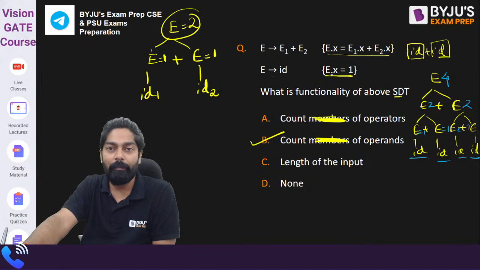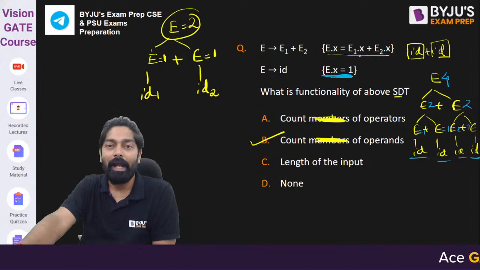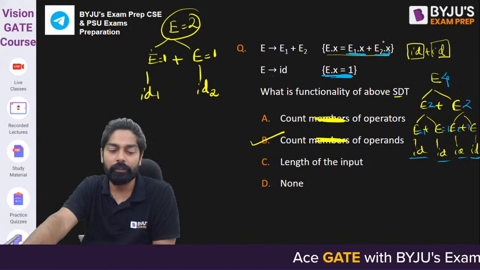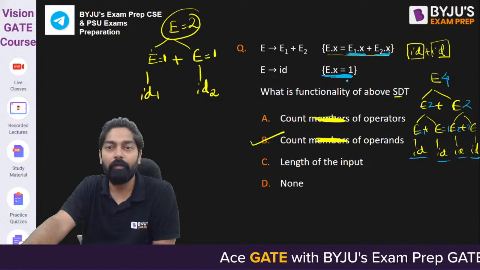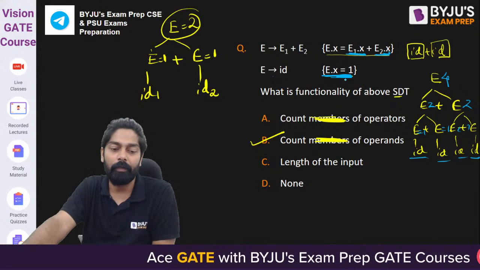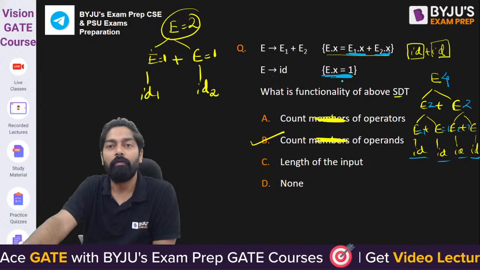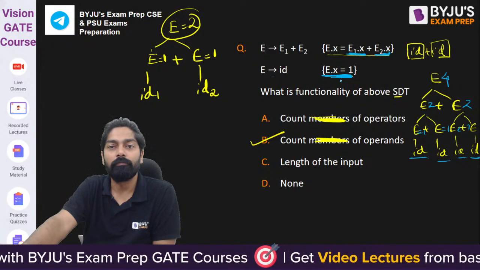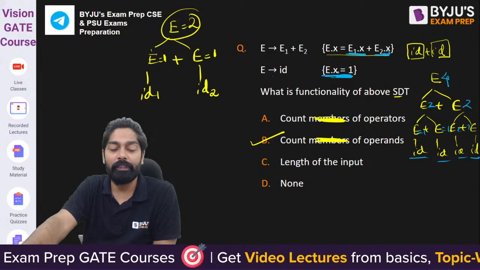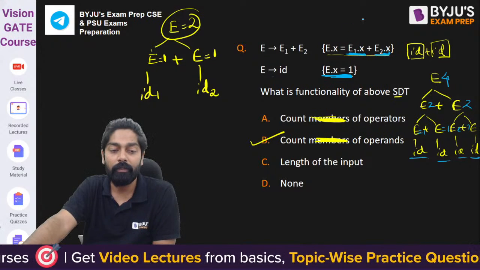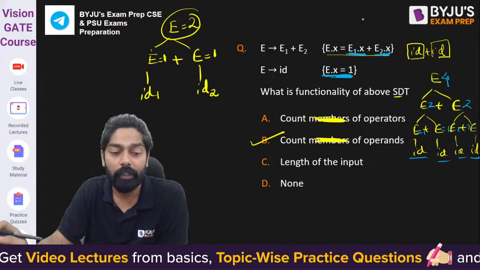See, e goes to id means they are counting e dot count equal to 1 or e dot x equal to 1. And they are adding the left operand count plus the right one, e1 dot x plus e2 dot x. So what is it counting? The number of operands. Is that clear? And you know this is an L attribute SDT, because it is an S attribute SDT, it is also an L attribute SDT. If you have a problem, you can ask. If anyone has a problem.